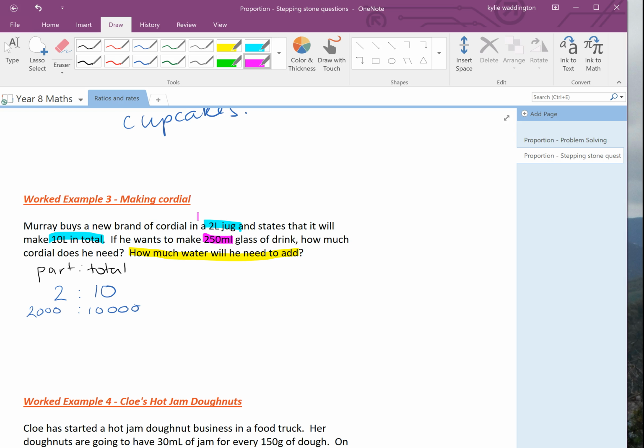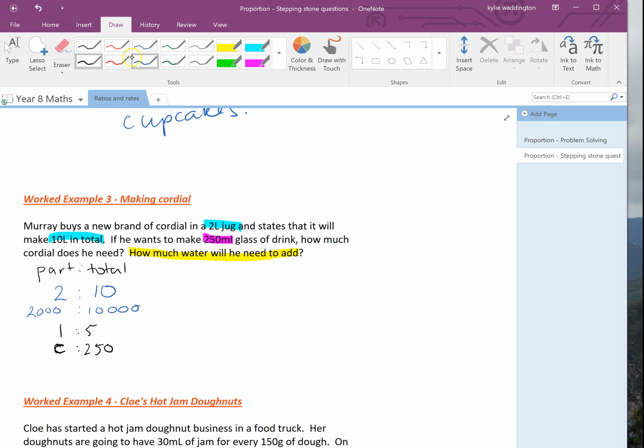We're going smaller this time. So what it's saying is that, and I'm going to actually simplify it as well. So I'm going to say that it's a 1 to 5. And it doesn't matter what units we use, because we're going to say, okay, well, we need to then make 250. What did we do to the 5 to get 250? And how much cordial do we need? So how do we get from 5 to 250? We work out how many times 5 goes into 250.